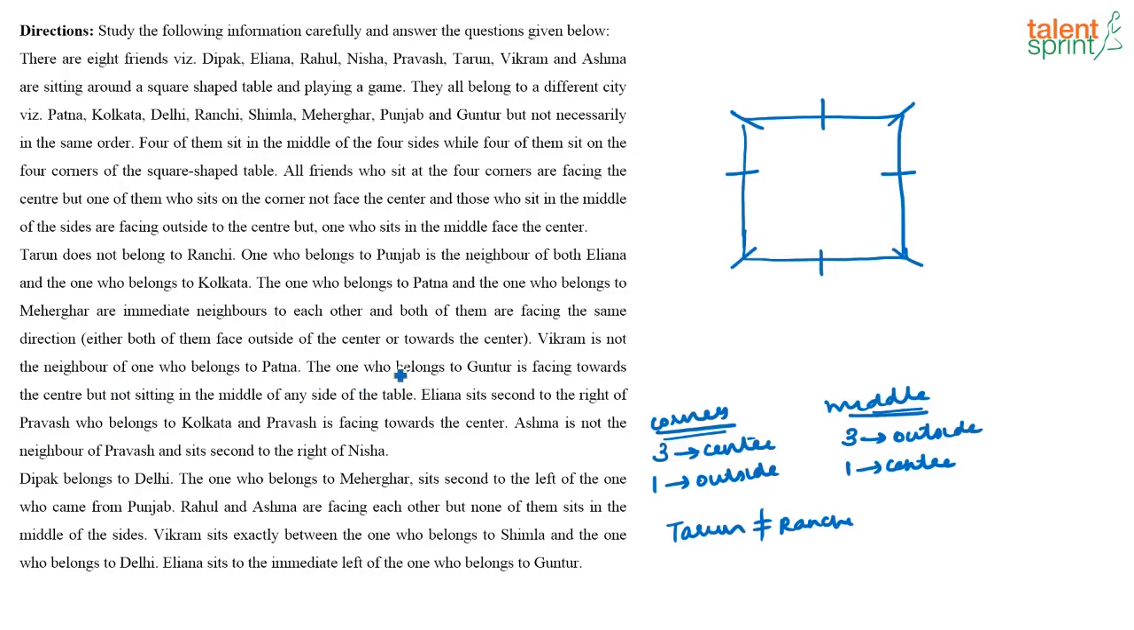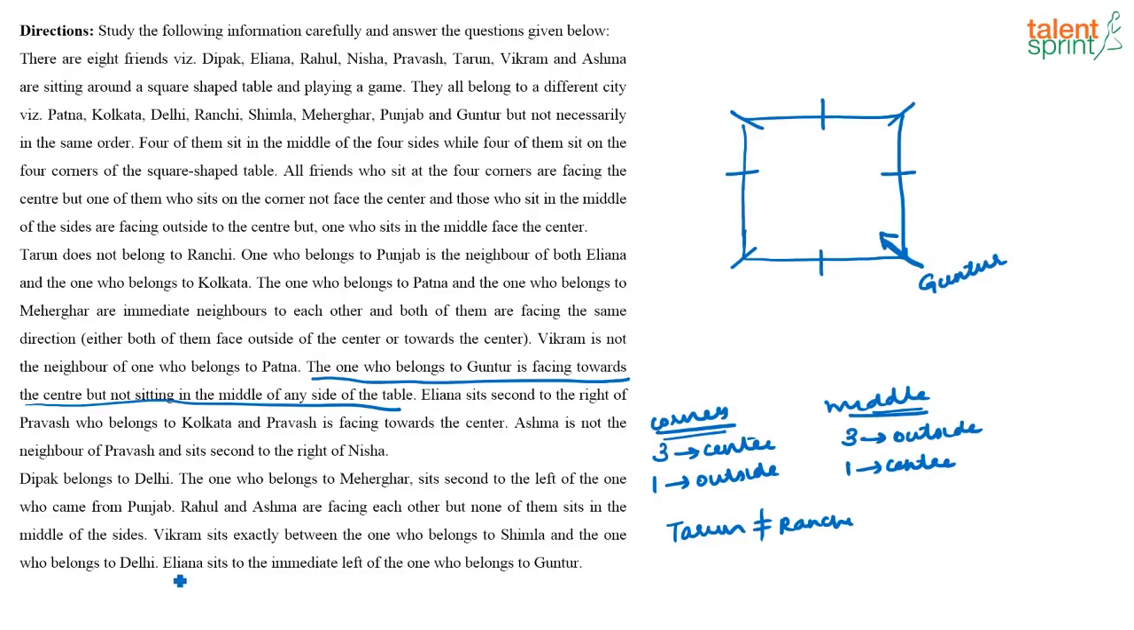The one who belongs to Guntur is facing towards the center but is not sitting in the middle of any side of the table. So let me fix this first. We need to start somewhere. Okay, so I am just going to start here. What are they saying? The one who belongs to Guntur is facing towards the center and is not sitting in the middle. That means he is sitting in one corner and facing the center. So I am going to fix this as the person who is belonging to Guntur.